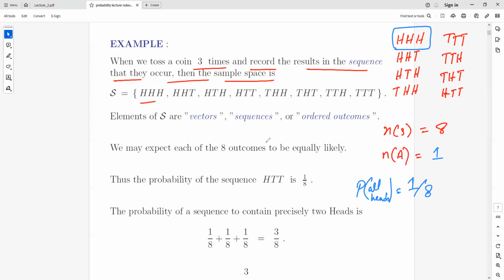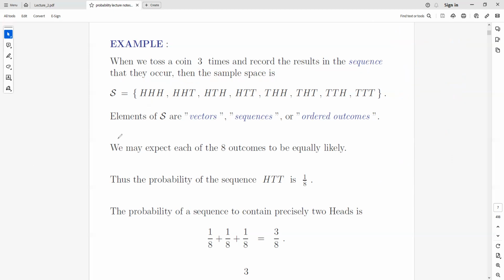And similarly, if I'm interested in getting a single head, how many sample points do I have here which contain a single head? It is this one, and this one. So I have these sample points where we have one head, so the probability of a single head is going to be 3/8, right? And the probability of two heads, I can also find. That will be two heads here, two heads here, two heads here. So again, it's also 3/8, right? So this way we can compute probabilities of events in an experiment, right?